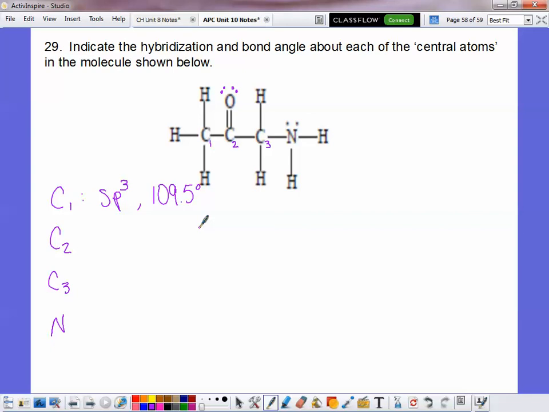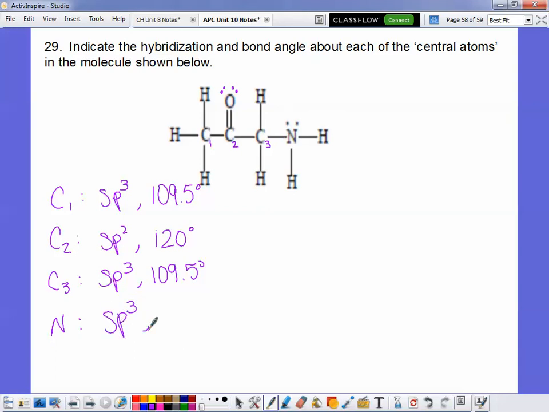Carbon 2, there are 1, 2, 3 things around it, so that's sp2. That bond angle would be 120. Carbon 3 has 1, 2, 3, 4 things around it, so it's sp3 hybridized with a bond angle of 109.5. And then that nitrogen has 1, 2, 3, 4, since lone pairs count as an area of electron density. 4 things around it, that's sp3. That bond angle makes it a little less than 109.5 degrees.